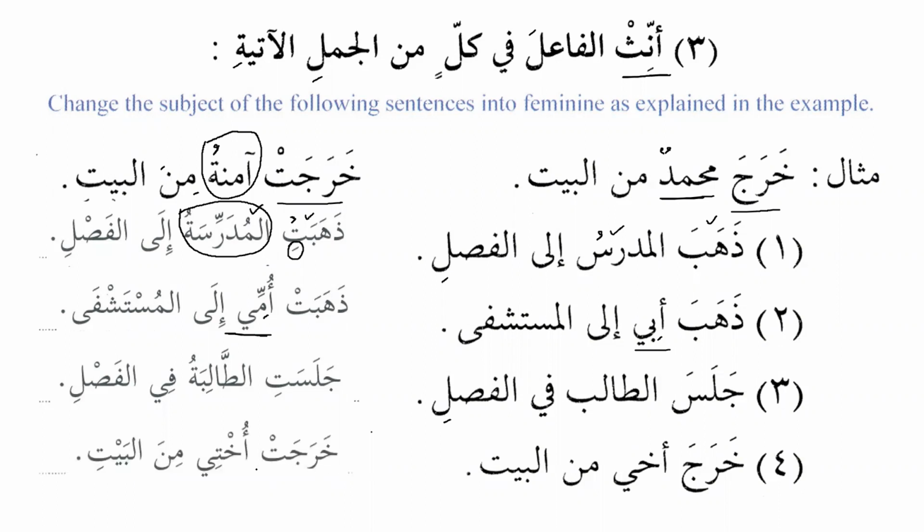Now here, there is no need to put kasra over here. Why is there no need? Because after Kharajat, we don't have Hamzatul Wasl, or we don't have Al. We have Hamzatul Qati'. Hamzatul Qati' means that it has to be pronounced. You cannot drop it and you cannot connect it. It has to be pronounced. So that's why we say Kharajat ukhti min al-bayti, my sister went out of the house.